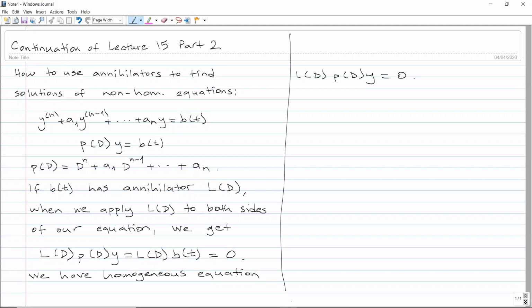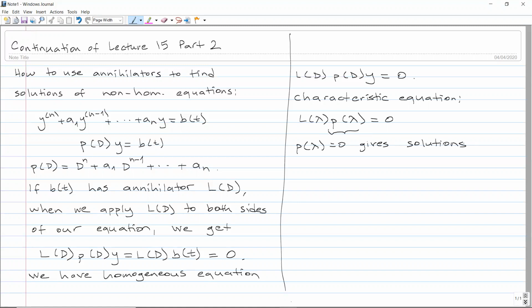Okay, so we know how to solve homogeneous equations. We write the characteristic equation. So in the differential operator, instead of D, we put lambda to get our characteristic equation equal to 0. In this case, the characteristic equation is going to have two factors, L(lambda) and P(lambda). Now, when you set P(lambda) equals 0, this gives solutions, say y1, y2, up to yn of the homogeneous equation P(D) of y equal to 0.